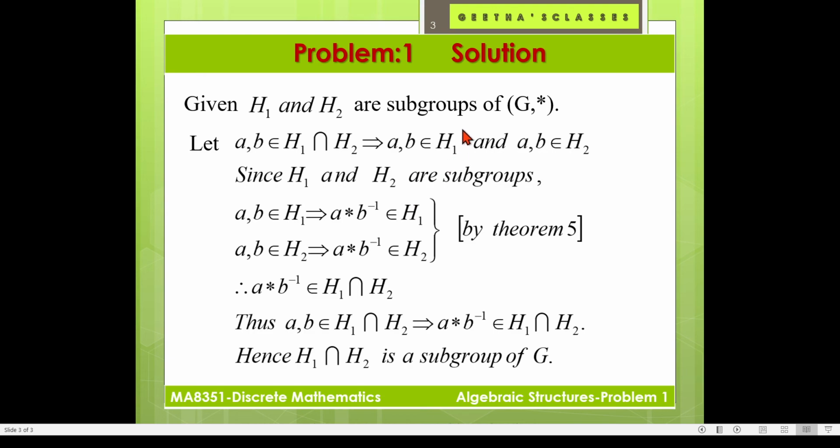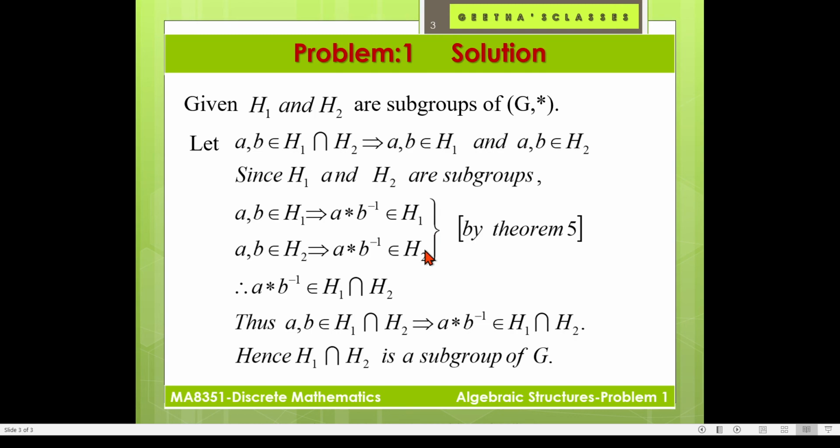Let us finish H1 first. a, b belongs to H1, so let us take that one. a, b belongs to H1 means, by the subgroup definition, we write a star b inverse belongs to H1. Similarly for H2: a, b belongs to H2 implies a star b inverse belongs to H2. So a star b inverse belongs to H1 and a star b inverse belongs to H2. So it belongs to both H1 and H2.